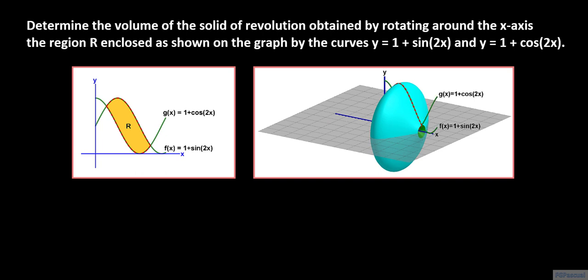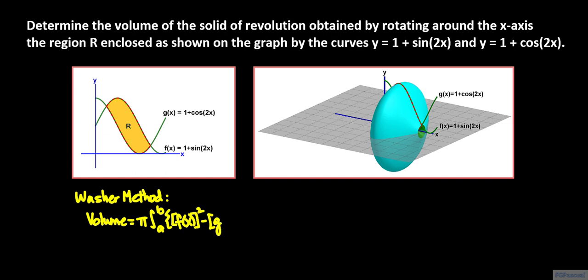Since g, and not the x-axis, forms the lower boundary of R, and since g is non-negative, we use the washer method to determine the volume of the solid of revolution. According to the washer method, the volume of the solid of revolution is equal to pi times the integral from a to b of the square of f of x minus the square of g of x.